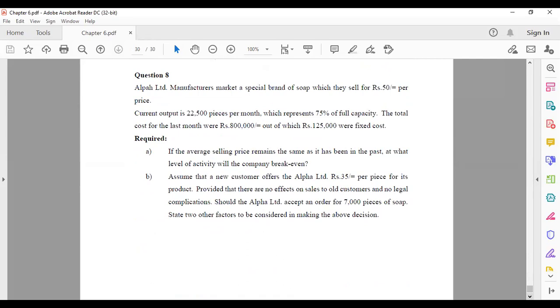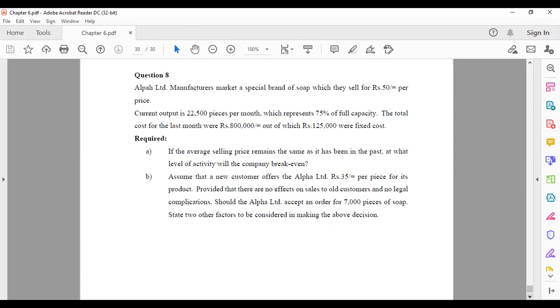The Alpha Limited manufactures a special brand of soap which they sell for ₹50 per unit. Current output is 22,500 pieces per month, which represents 75% of the full capacity. The total cost for the last month were 800,000, out of which 125,000 were fixed cost. Okay, you are given the last month situation.